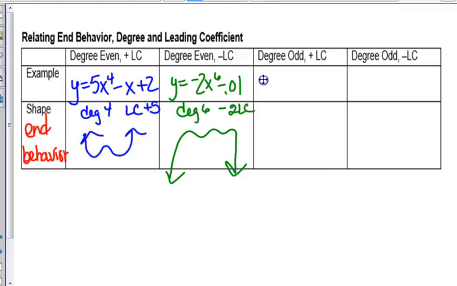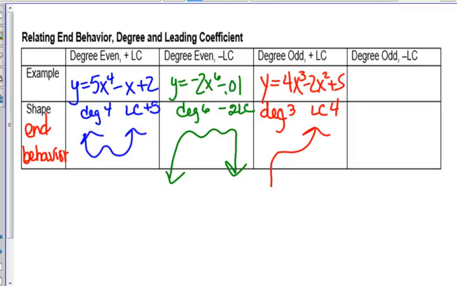All right, odd degree, positive leading coefficient might be as simple as 4x cubed minus 2x squared plus 5. That is what leading coefficient, guys? Leading coefficient is positive 4. The degree is 3. Okay, it would be a shape like this. Left end down, right end up.